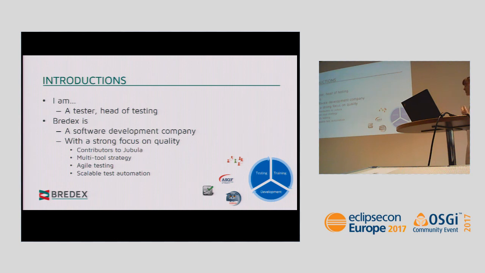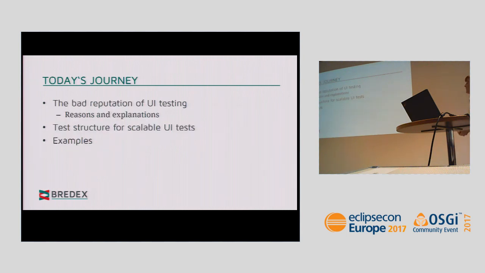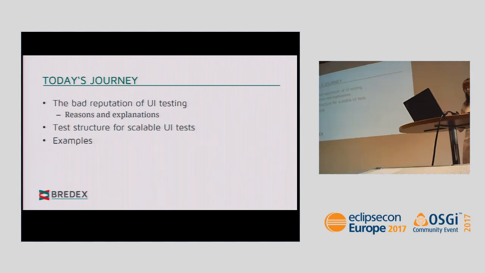Okay, the thing that interests us the most is basically scalable test automation. And you'll see what I mean with that in a second. So, I want to take you on a little journey today. I want to talk about the bad reputation of UI testing. I've got some reasons for that, and I've got some explanations for it. And then I want to talk to you about test structure for UI tests that is good, and how we can do that, and I've got some examples for everybody.